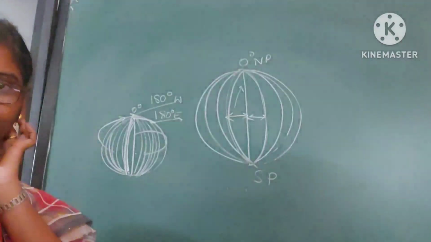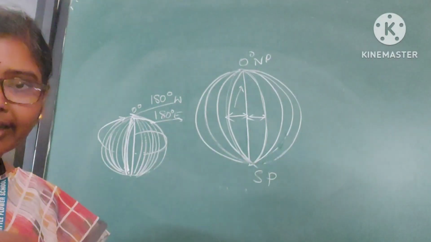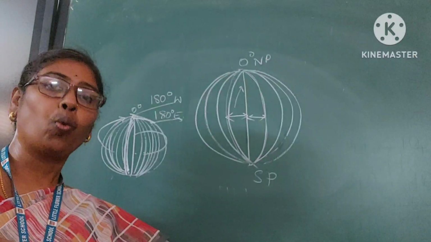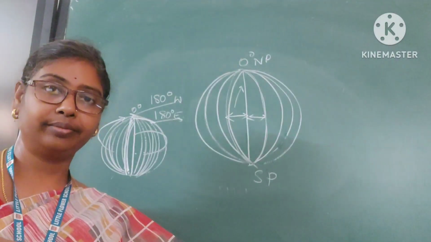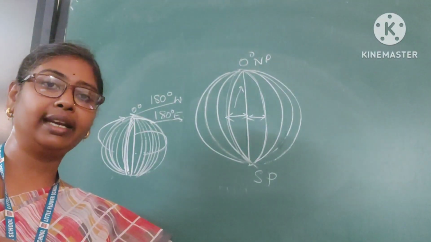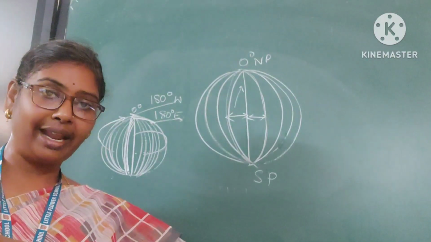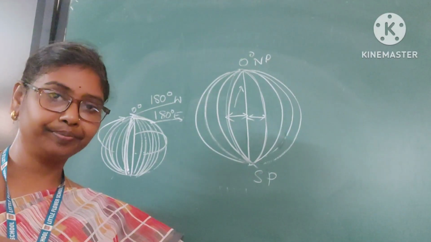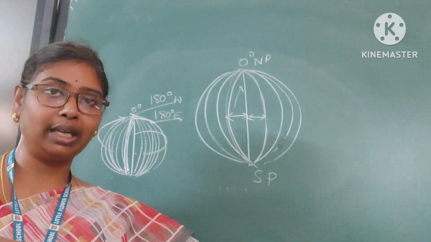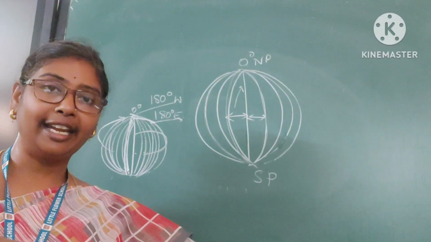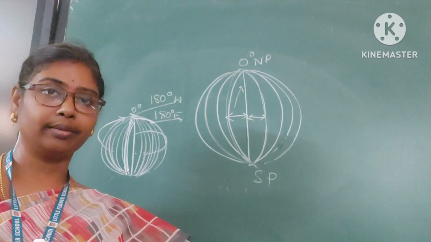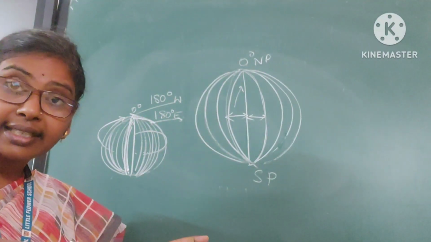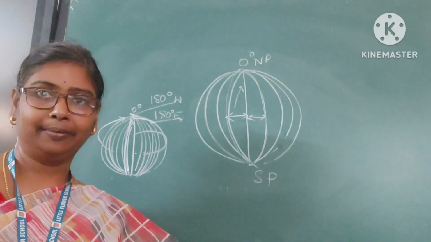So 180 degree east and 180 degree west are one and the same line. Right? And that is treated to be our international date line. Okay, one side is our prime meridian and the other side is the international date line.